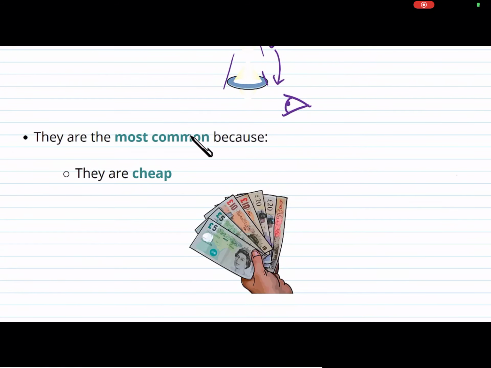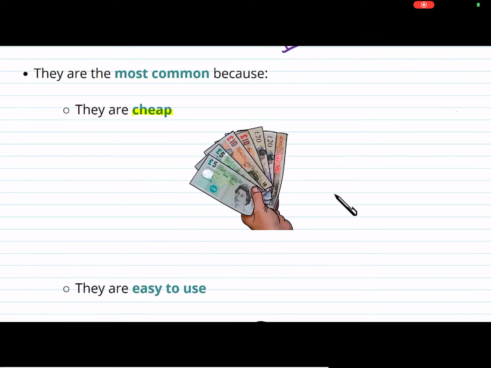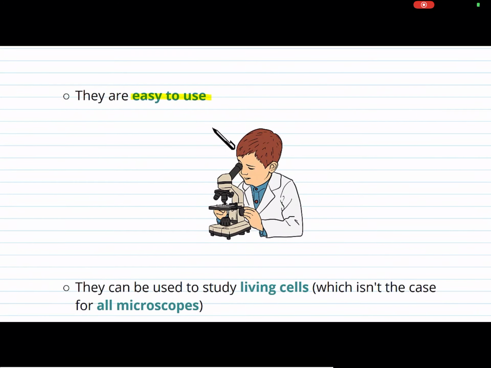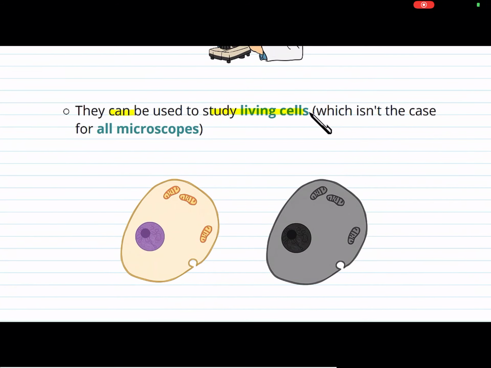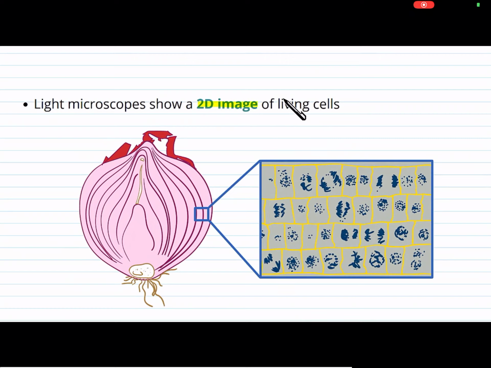The reason they're the most common type of microscope is for several reasons. First of all, they're relatively cheap. They're cheap to build and cheap to buy, and therefore very accessible. They're also easy to use. They take a few lessons to get used to, but once you've learnt them, even young kids can use them. And they can also be used to study living tissues or cells. Some microscopes have to kill the cells before they can view them, but in the light microscope case, if you've prepared a specimen quite recently, that cell might still be alive, and so we can see it actually performing processes in real time. The light microscope shows us a 2D image of the living cells.